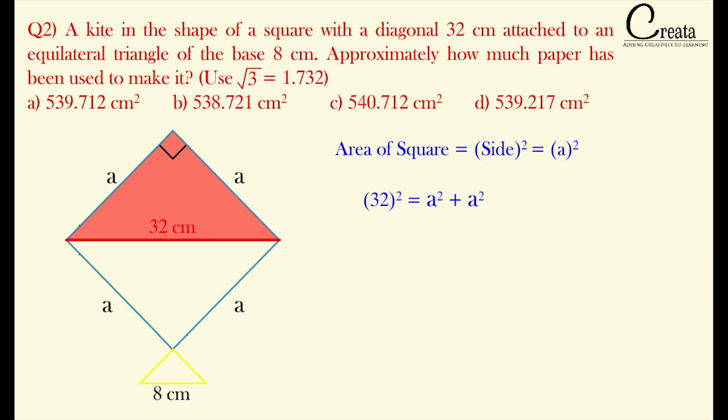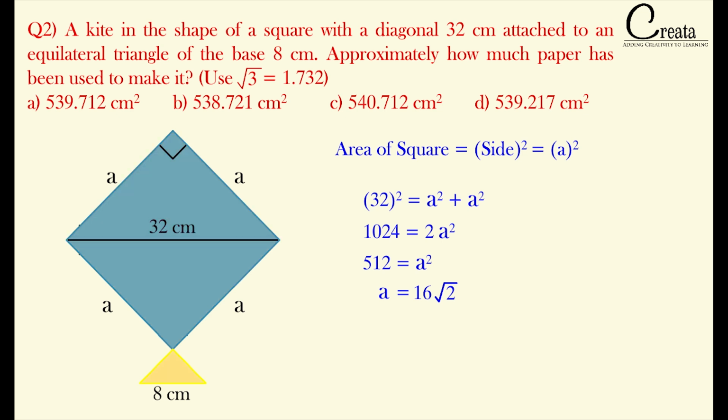We got 32 square is equal to a square plus a square. On solving, we got a as 16 root 2. We got the side of the square, that is, all these four sides will be equal to 16 root 2. Now we can easily calculate the area of the square as a square, which will be equal to 16 root 2 square. So we got the area of the square as 512 centimeter square.